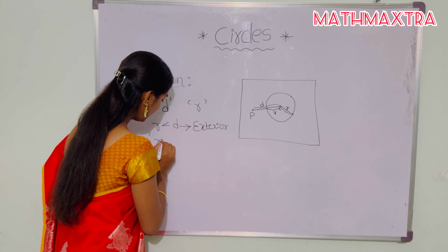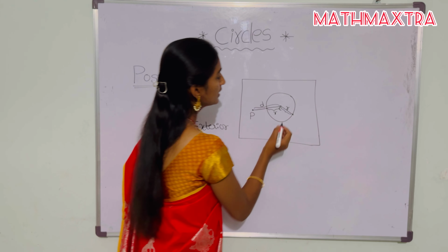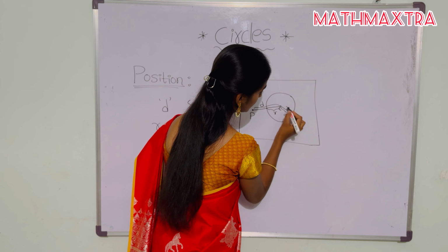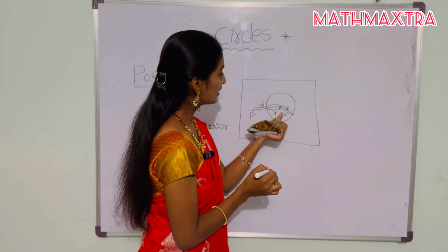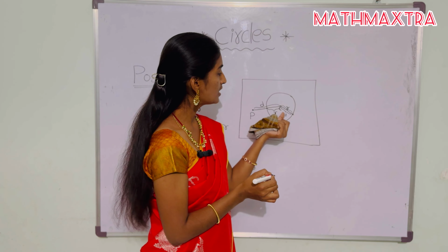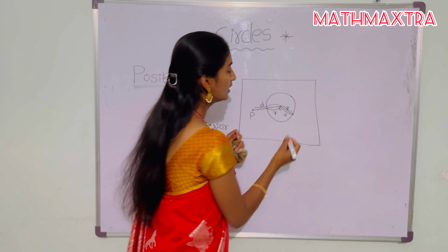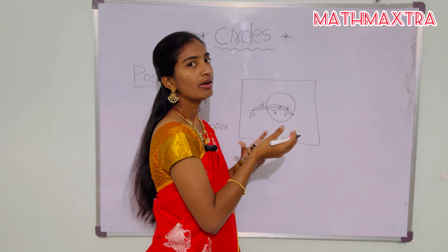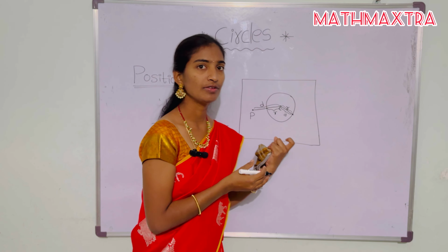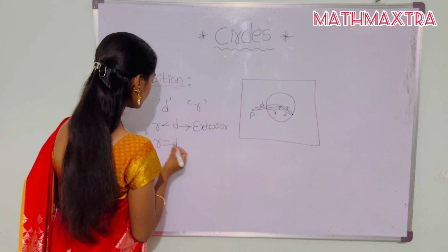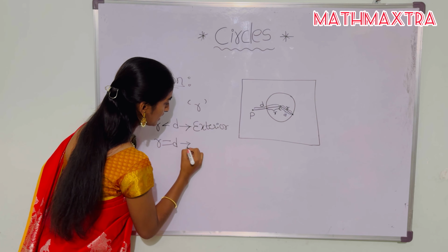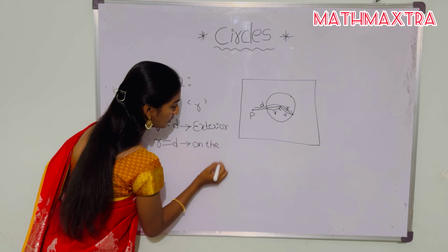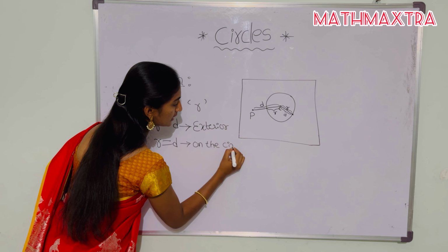And if R is equal to D, what happens? This is the radius R and again this is a distance D. Both the radius and the distance between the point and center are equal. Then only it is possible to equal the radius and the distance, when the point is on the circle. That is why if R is equal to D, then we can say that the point is on the circle.